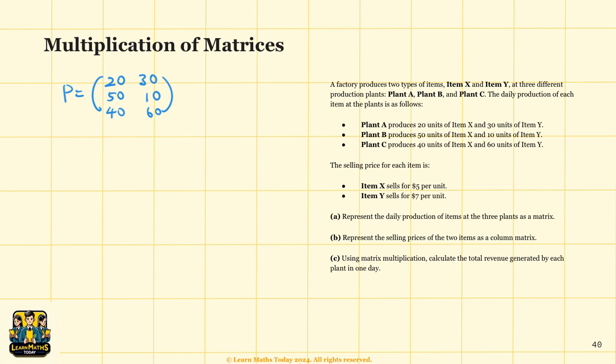Now the second part, you just have to represent the price. You know X is sold for 5 and Y is sold for 7. So represent S, matrix S, 5 and 7. So 5 is for item X and 7 is for item Y.